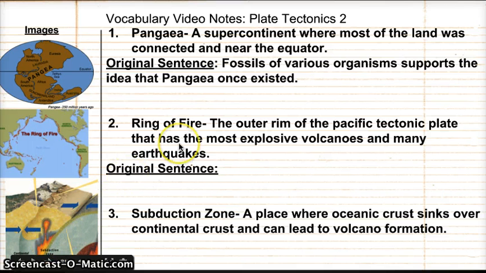So a subduction zone is where one tectonic plate slides or sinks under the other one, and it can cause very explosive volcanoes. A lot of these areas here around the Ring of Fire, there's subduction going on. There's subduction zones. The Pacific plate is sinking under the North American and other plates, which causes a lot of explosive volcanoes. For now, just know that a subduction zone is when one tectonic plate goes under the other.